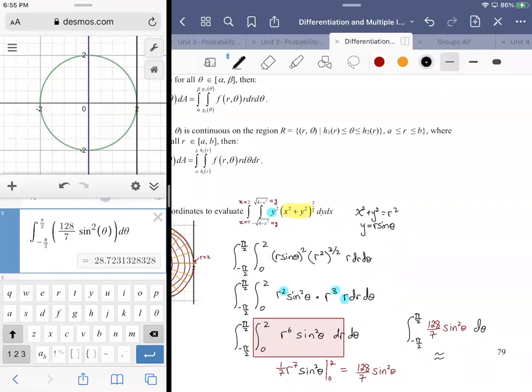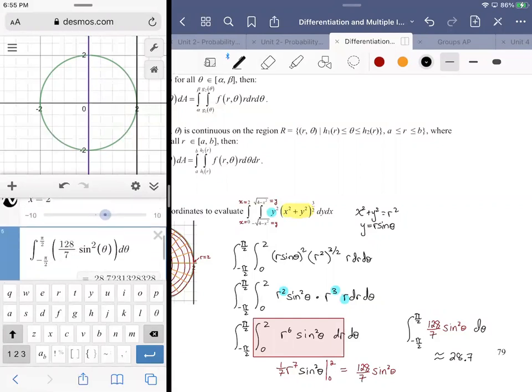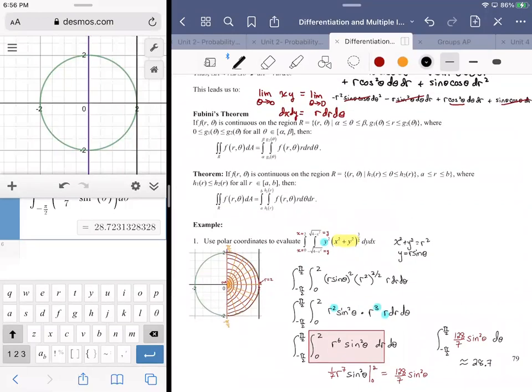Do we have to do it by hand so we get the fraction? No, decimal's fine. Cool beans. Yes, that's all good. So about 28.7 cubic units. You weren't given any units here, so I'm just going to leave that alone, but that would be the solution.